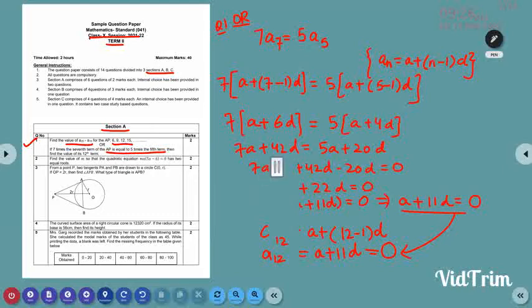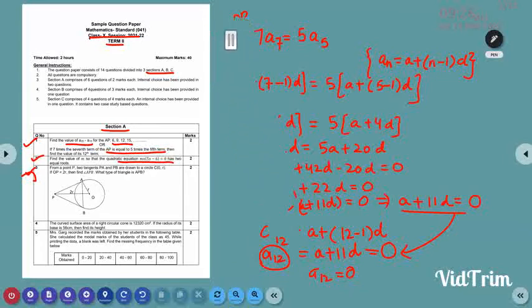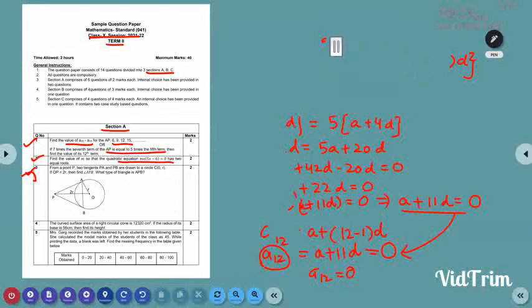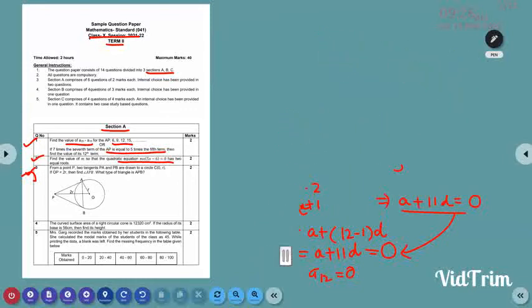Next, question number 2. Find the value of m so that the quadratic equation mx(5x minus 6) plus 9 equals 0 has two equal roots. Now here the equation given is mx(5x minus 6) plus 9 equals 0, which can be written as 5mx square minus 6mx plus 9 equals 0.